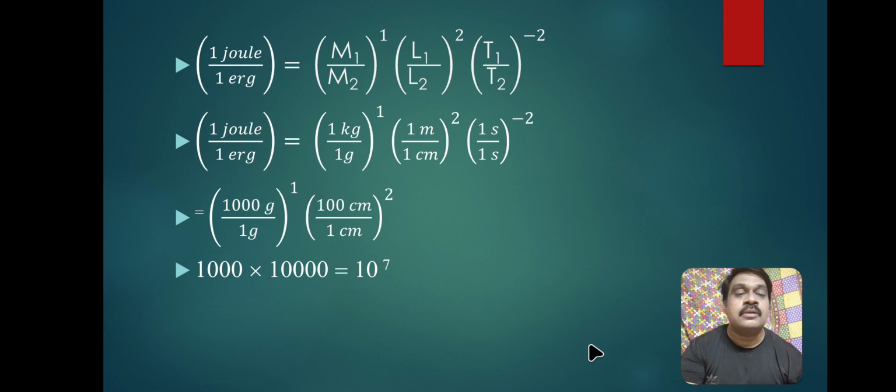So it is 1000, and 100 whole square, with centimeter and centimeter getting cancelled. 100 whole squared is 10,000. So 1000 into 10,000 is 10 power 7. That is it. 1 joule is equal to 10 power 7 erg. That is the equivalent expression for 1 joule. So 1 joule is equal to 10 power 7 ergs is the final representation.